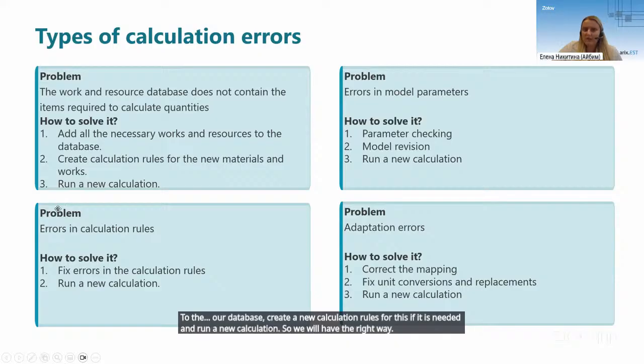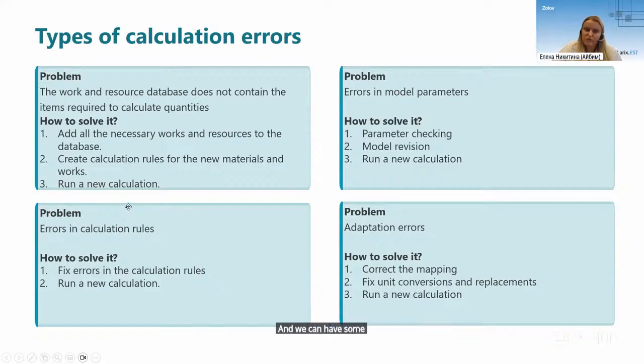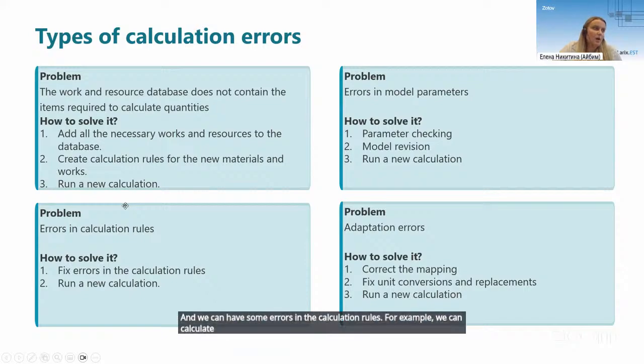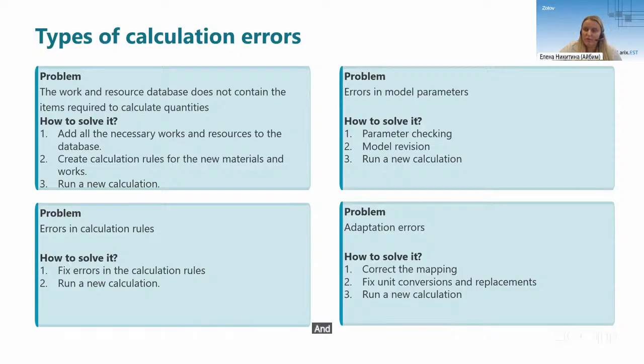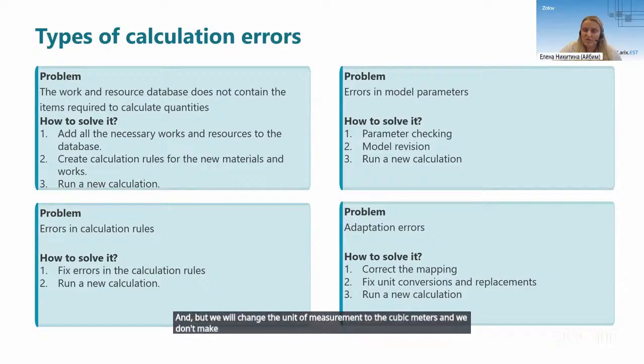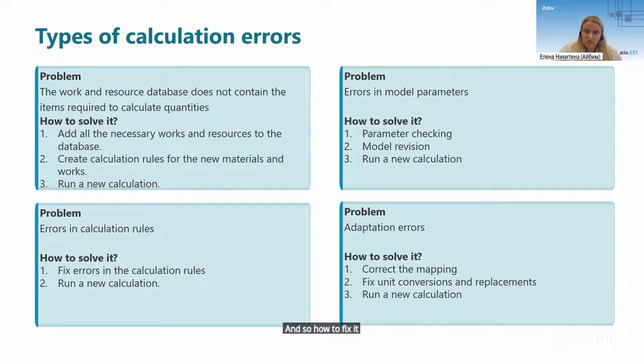And we can have some errors in the calculation rules. For example, we can calculate brick walls in square meters, but then change the unit of measurement to cubic meters, and we don't make changes in the calculation rules, so we don't have the right quantity in our BOQ. So how to fix it? Change the calculation rules.